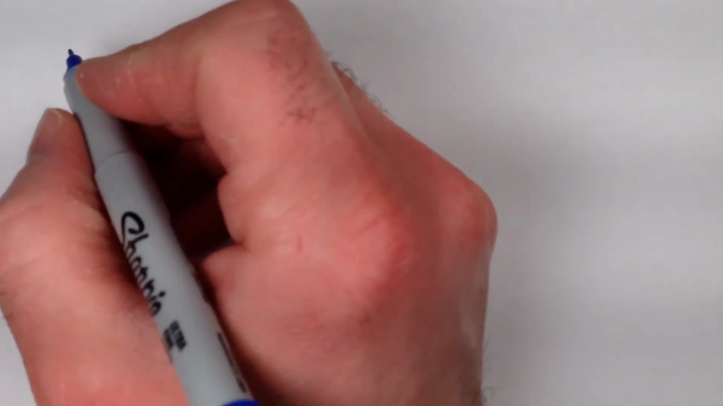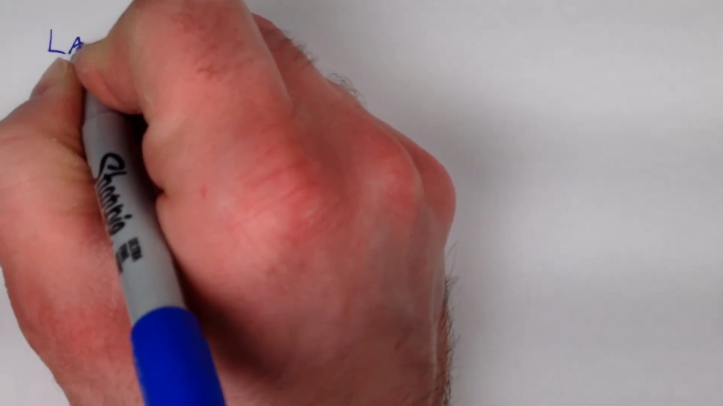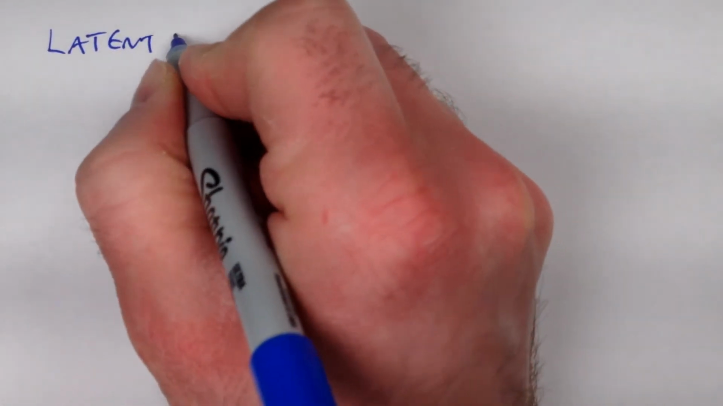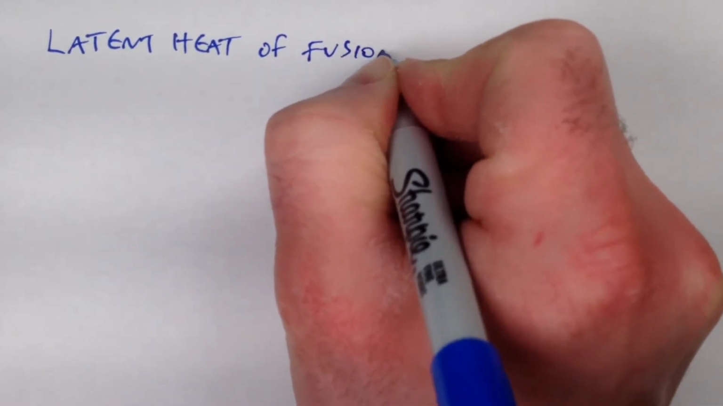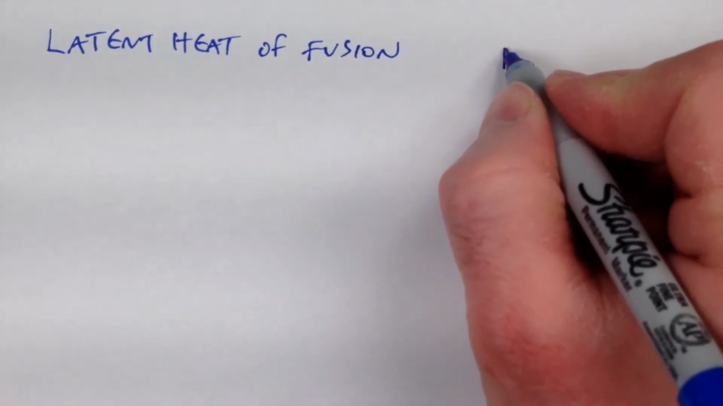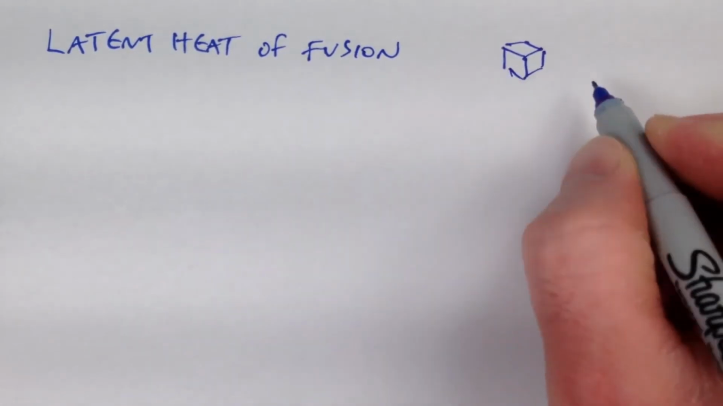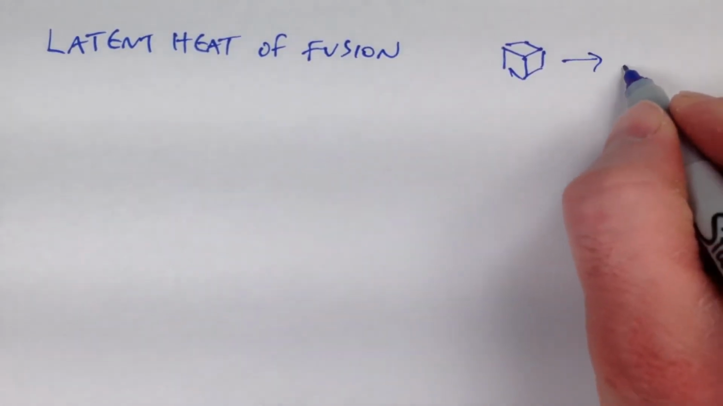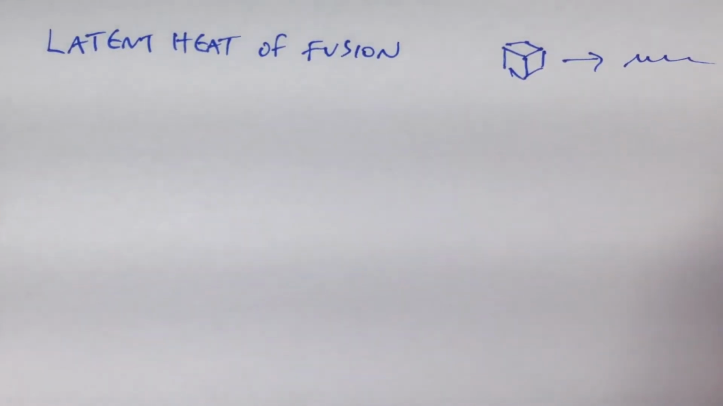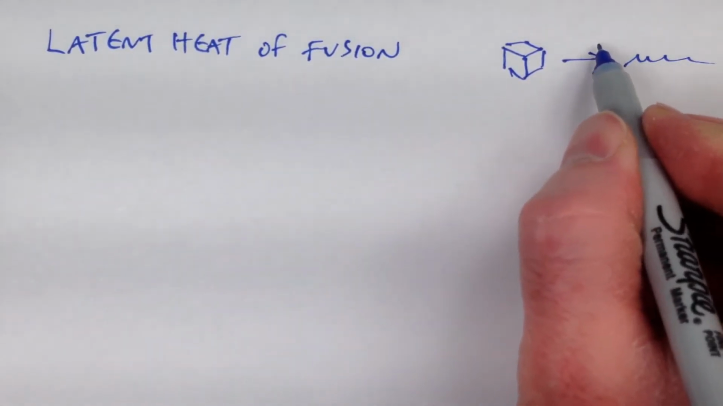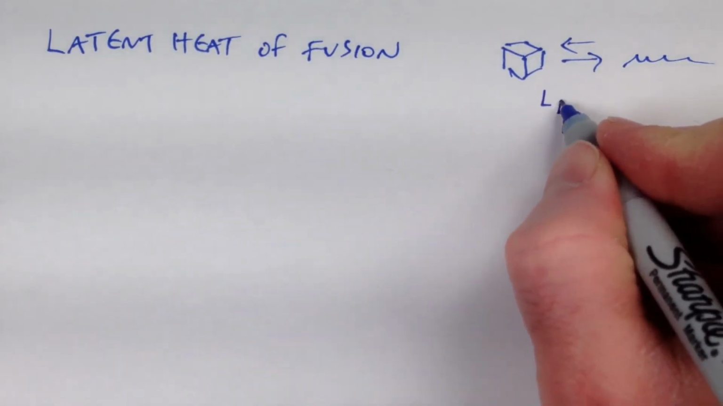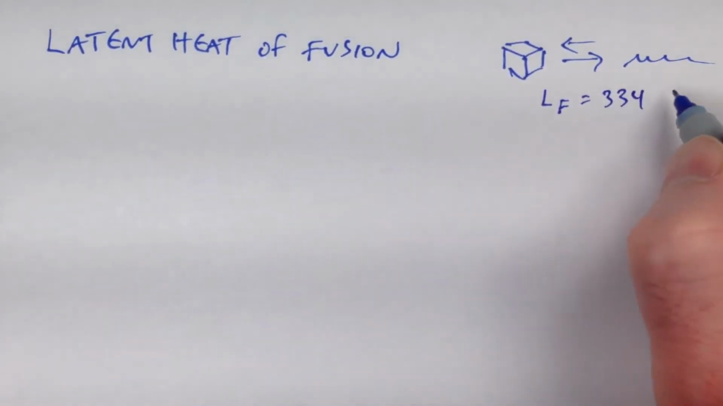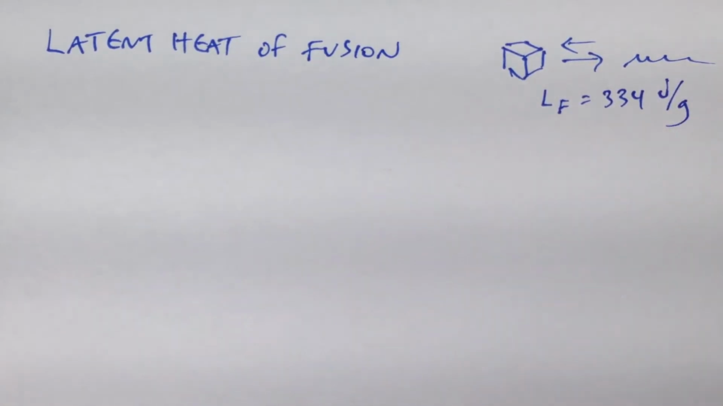So speaking of phase changes, when we're discussing the latent heat of fusion, we're talking about either the energy cost of going from a solid to a liquid, or the energy saving of going from a liquid to a solid. And in the case of water, the latent heat of fusion is 334 joules per gram.